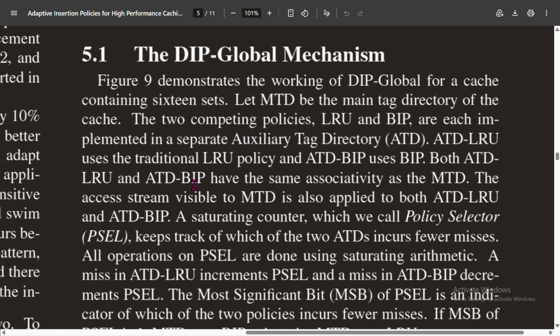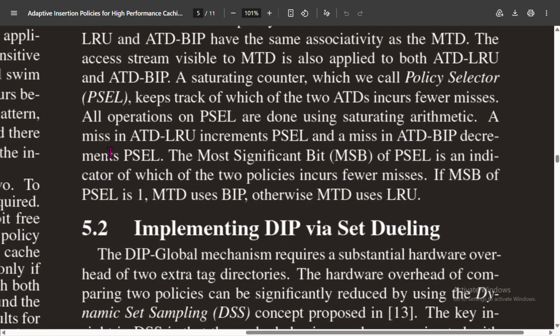A saturating counter, which we call policy selector, PSEL, keeps track of which of the two ATDs incurs fewer misses. All operations on PSEL are done using saturating arithmetic. A miss in ATD LRU increments PSEL and a miss in ATD BIP decrements PSEL. The most significant bit, MSB, of PSEL is an indicator of which of the two policies incurs fewer misses. If the MSB of PSEL is 1, MTD uses BIP. Otherwise, MTD uses LRU.